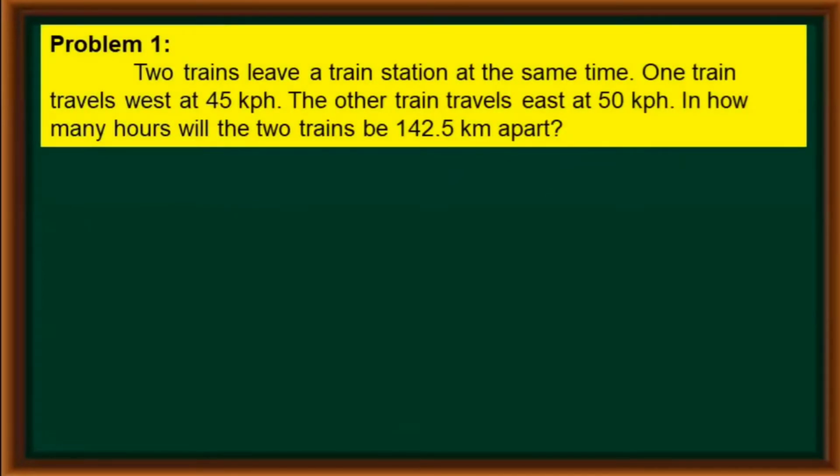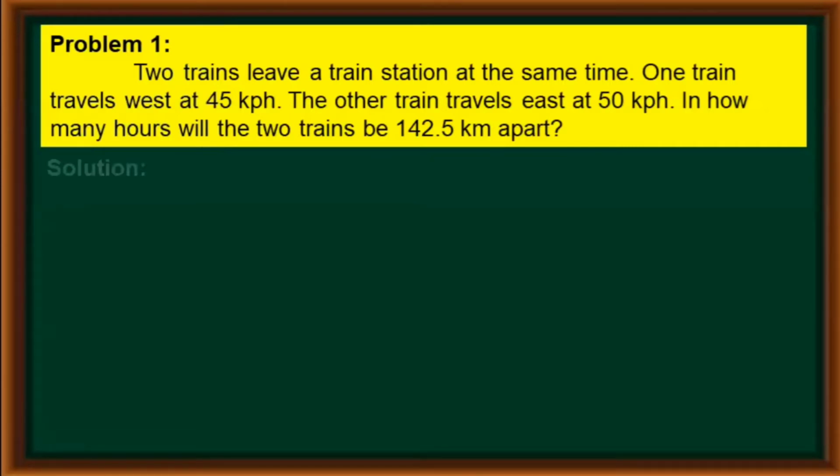Let's start with problem number 1. Two trains leave a train station at the same time. One train travels west at 45 kilometers per hour. The other train travels east at 50 kilometers per hour. In how many hours will the two trains be 142.5 kilometers apart?